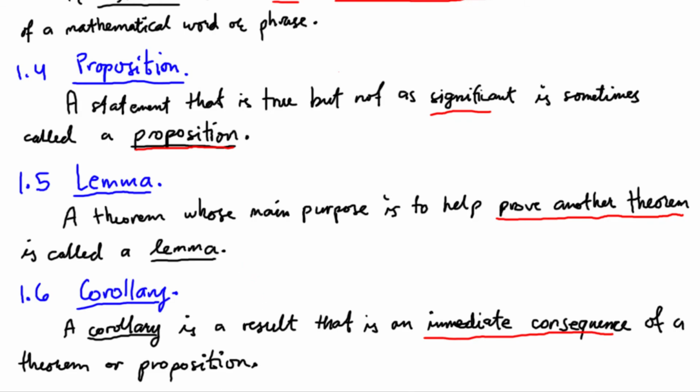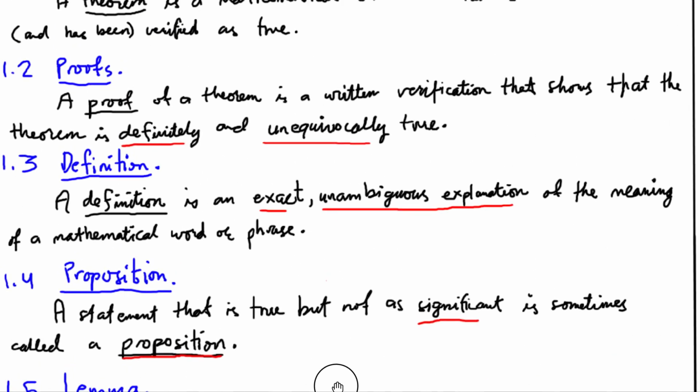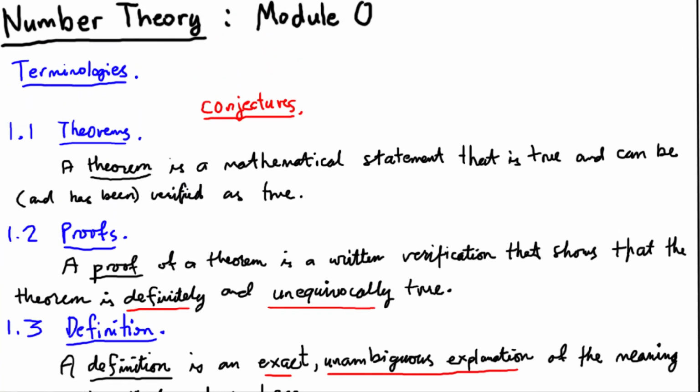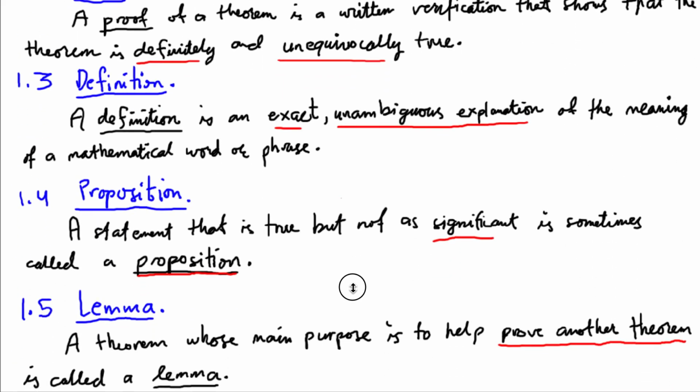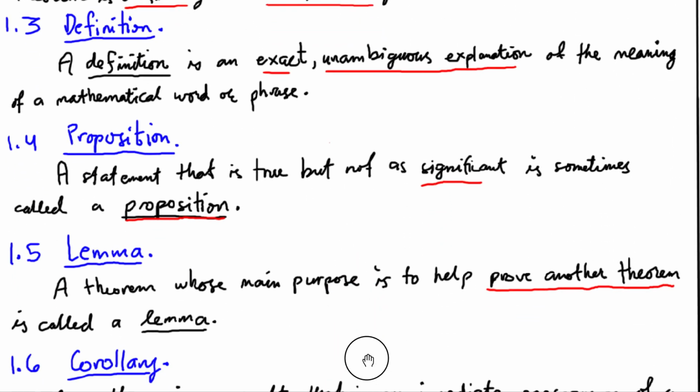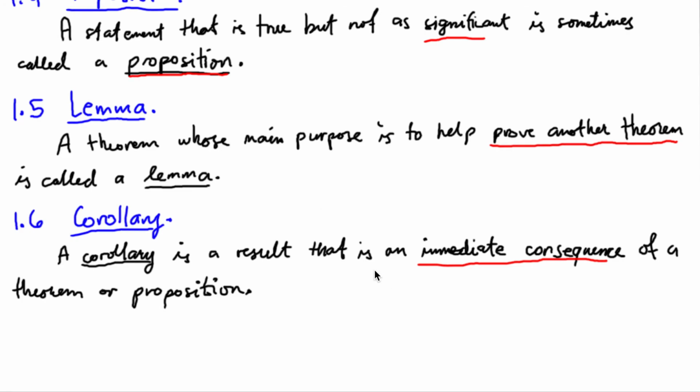So that's it for today. I'm going to make sure that I finish this introduction to number theory before we proceed to proving. Again, what we have learned today are theorems, terminologies, conjectures, proofs, definition, proposition, lemma, and corollary.